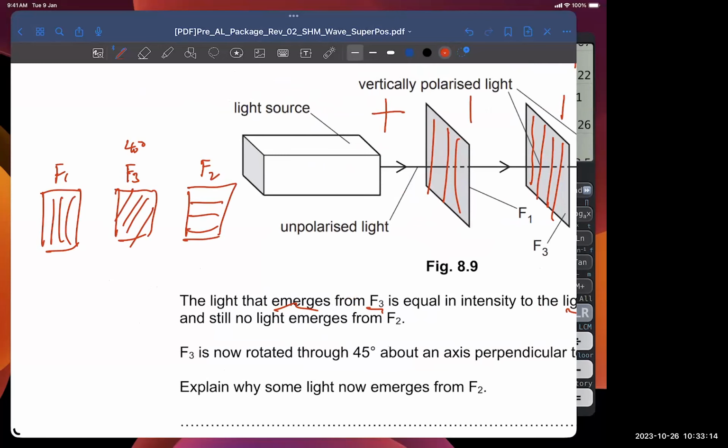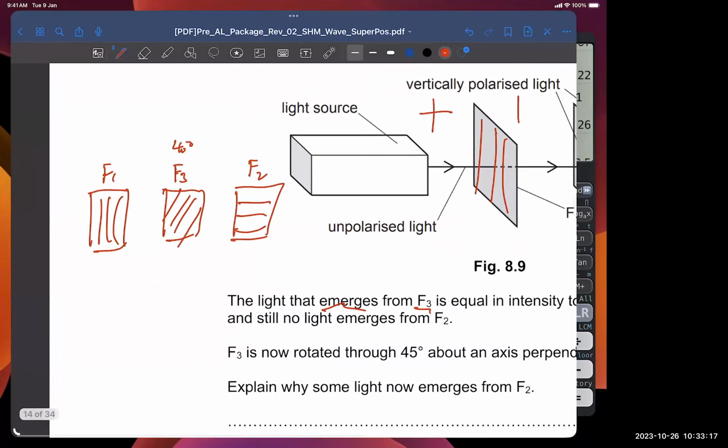So explain now why some light emerges from F2. When you pass through F1, you have this amount of intensity. At the start, you have this amount. After passing through, you have this because it's polarized. Then F3 is diagonally polarized, so some of it will come through this way. Then you take this diagonal polarization and pass it through F2, which is horizontal. There is a component of it that is horizontal, you see? Some part of it is horizontal, so some of it will come through to the other side.